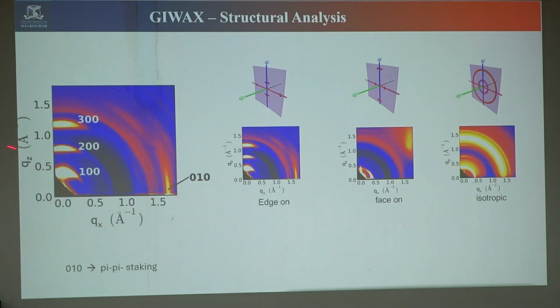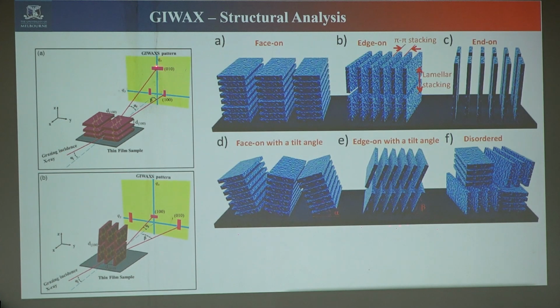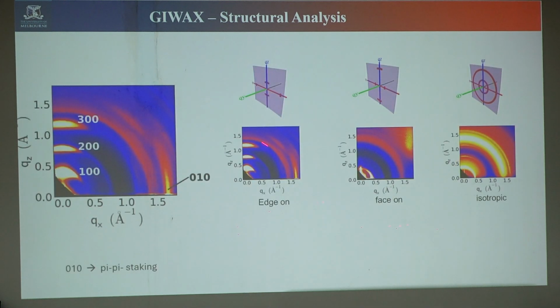So this will give some of the things. By saying this one, just now I said, if you see a 0, 1, 0 reflection here, then we can see that it is face on orientation. This is one example: this is your 0, 1, 0 peak. Here, when you see this one, we don't have any 0, 1, 0 peak. So this is not face on.